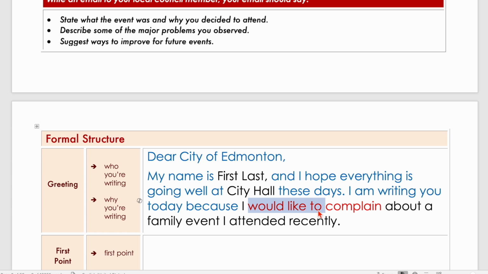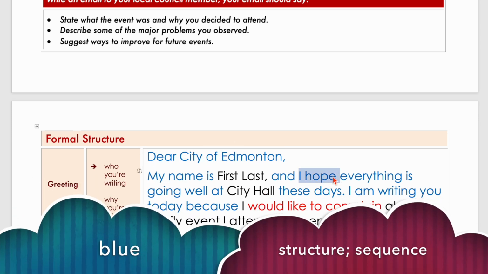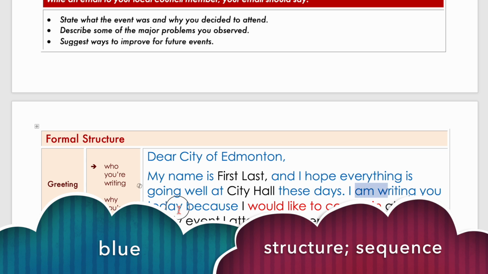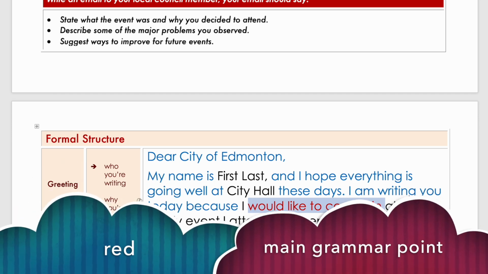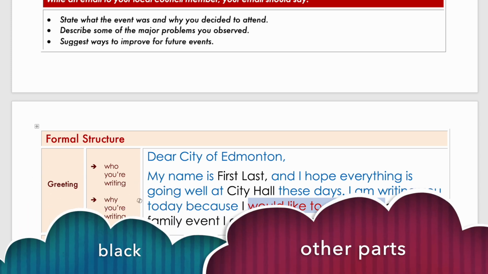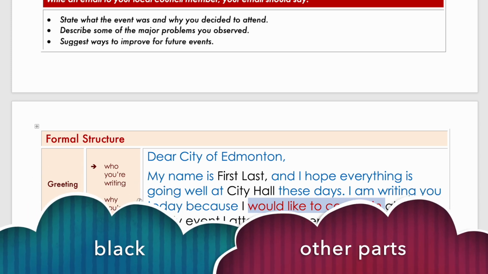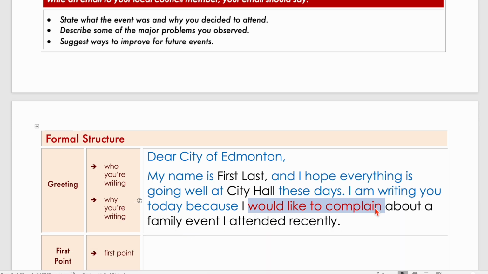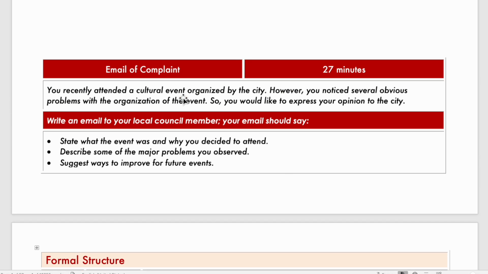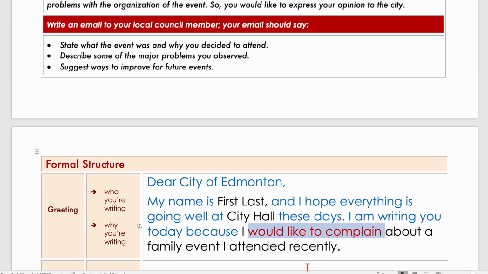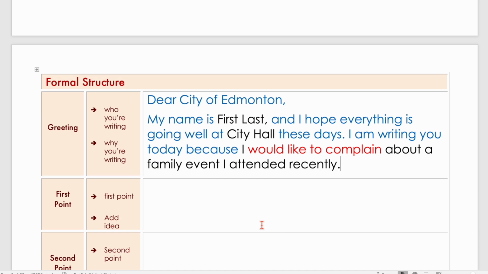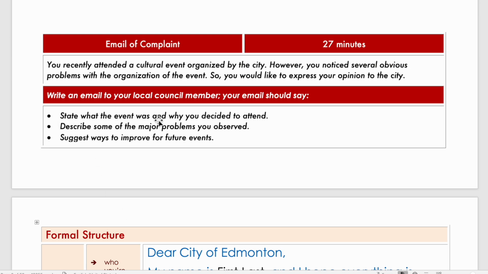Now before I continue, I do want to say that the blue here is the structure of this email. We can use that for any email. And the red is going to be my main grammar form, and black will be everything else. So there you go. I wrote my greeting. My greeting will be based on the topic, who I'm writing, and the reason I'm writing. So now we get to point 1, and point 1 is right over here.